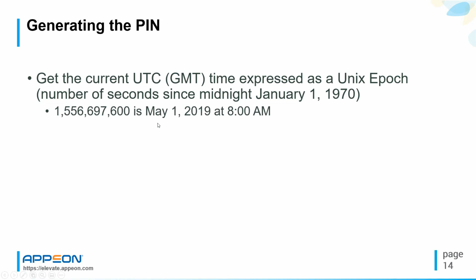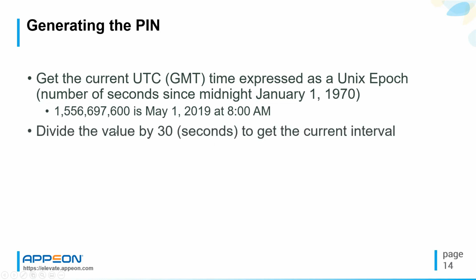So let's say today was May 1st, 2019, and it's 8 a.m. The Unix epoch for that, assuming the 8 a.m. is GMT, is 1,556,697,600. You divide that by 30, and that gets you the interval. So this is how you get these 30-second windows.